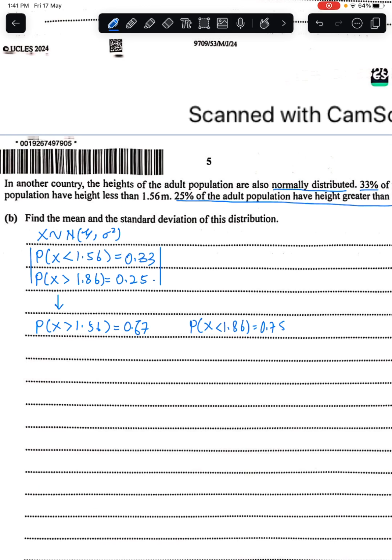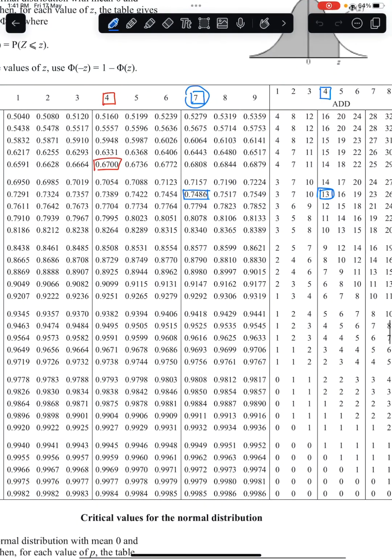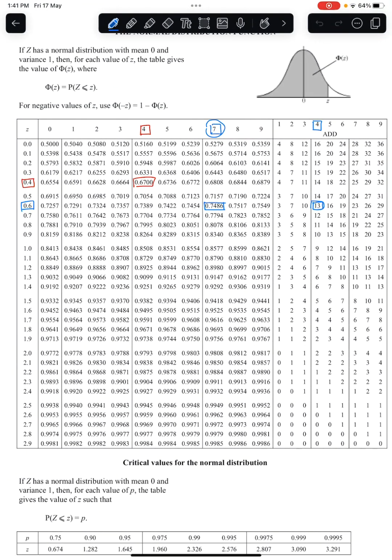So why do we change it to 0.67 and 0.75? The reason is, what we are doing now is the reverse of what we did just now. Just now we found the z-score, then found the probability from the table. But now we need to find the z-score from the probability. So we have 0.75 here. This is the closest value we can get to. We got 0.67, then we add 13, which is 0.7499. So that's the closest we can get, and the z-score is 0.44.